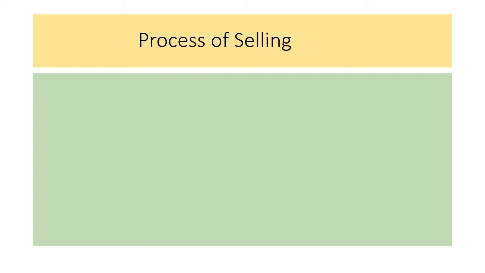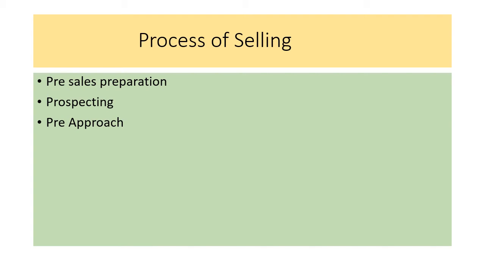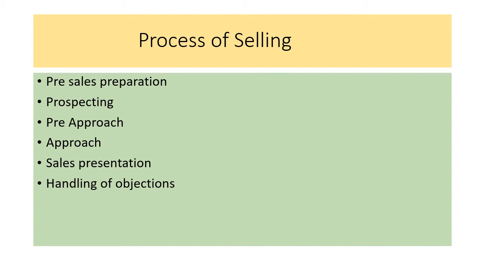The process of selling includes the following points or steps. The first step is pre-sales preparation. Second, prospecting. Third, pre-approach. Fourth, approach. Fifth, sales presentation. Sixth, handling of objections. Seventh, close. Eighth, after sales follow-up. We will study all these stages one by one.